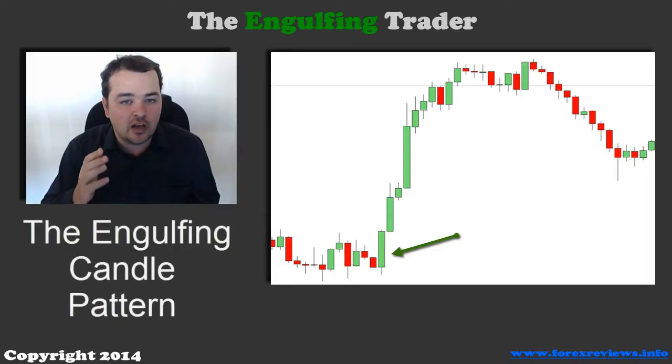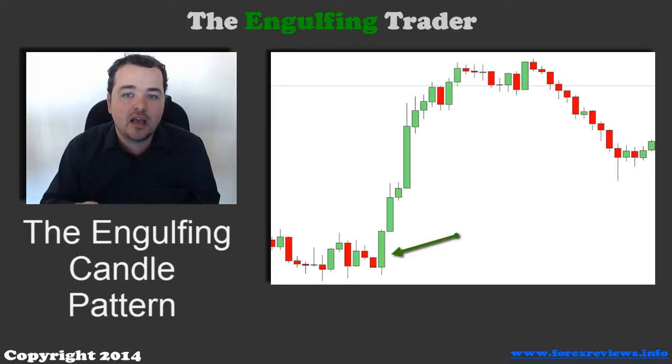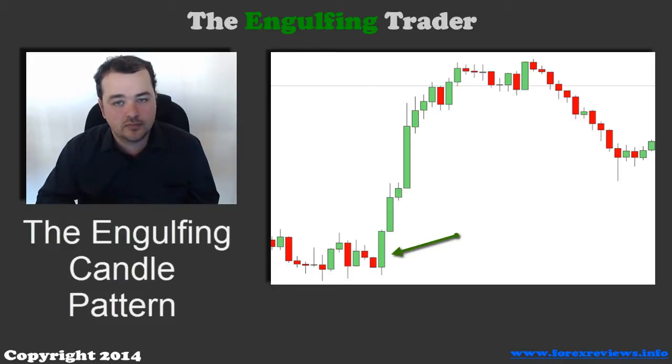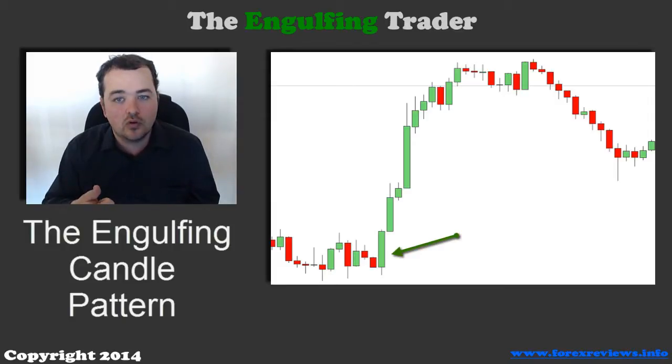In order to be a good engulfing candle, it needs to break the low or break the high of the previous candle, and it needs to appear after a good move in one direction, and then the engulfing candle appears, giving a quality signal. Now, the engulfing candle can be traded in a trending market, in a consolidating market, or a range-bound market, same as consolidation.